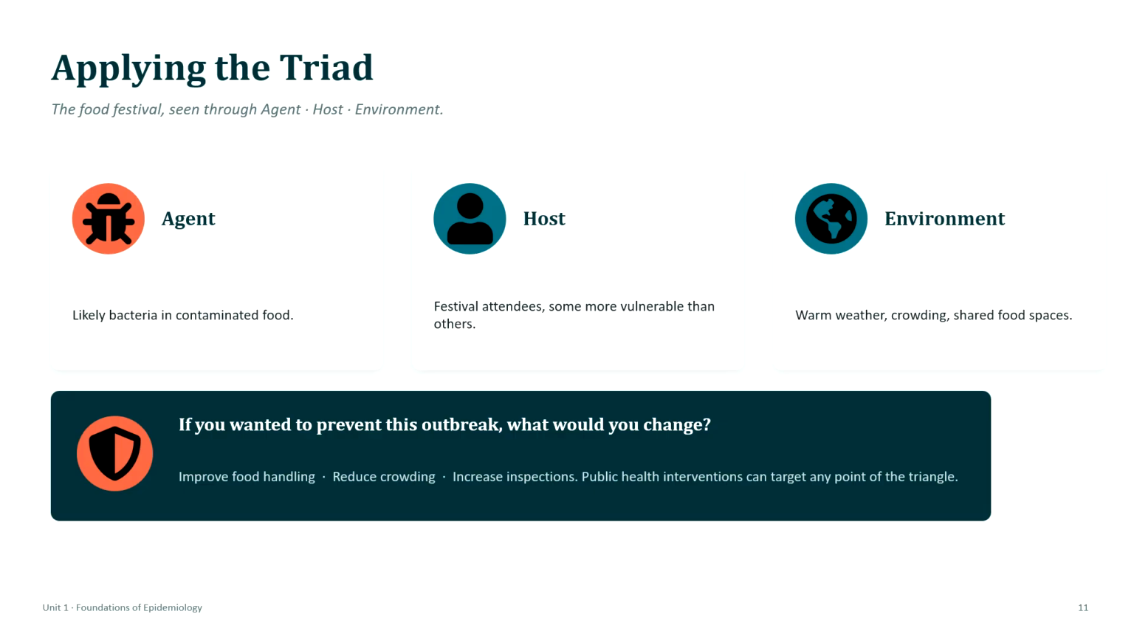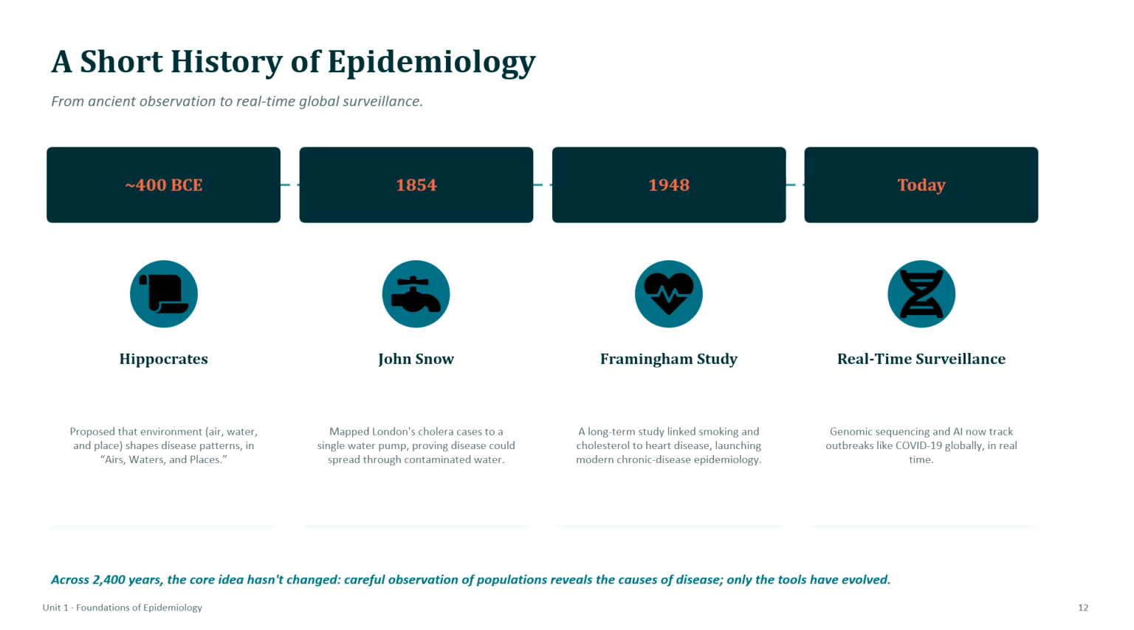Let's zoom out and look at where all of this came from, because epidemiology has a genuinely fascinating history that spans over 2,000 years. Around 400 BCE, Hippocrates wrote a treatise called Air, Waters, and Places, proposing remarkably early that a person's environment shapes the disease they develop. That's essentially the seed for the environment corner of our triad, over 2,000 years before germ theory existed.